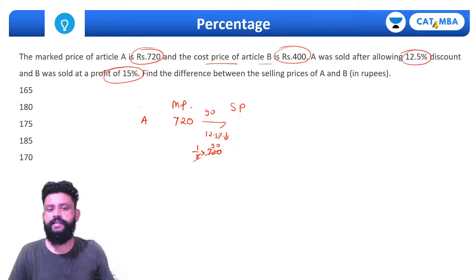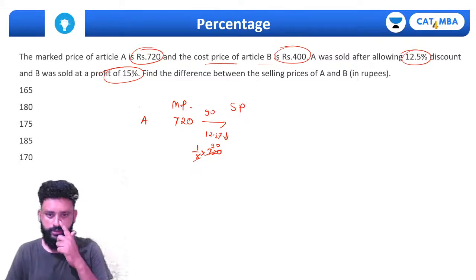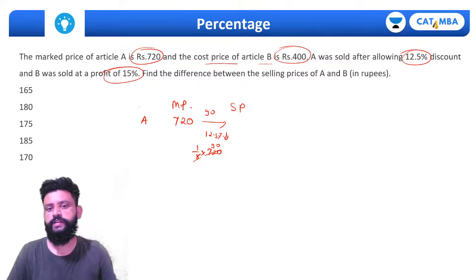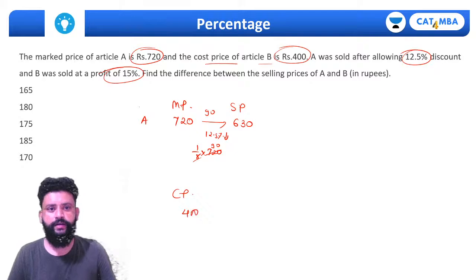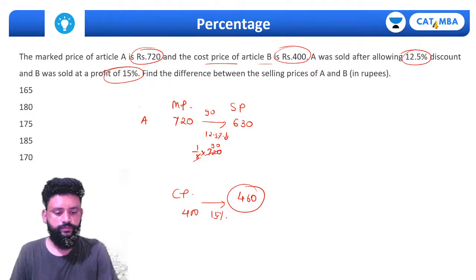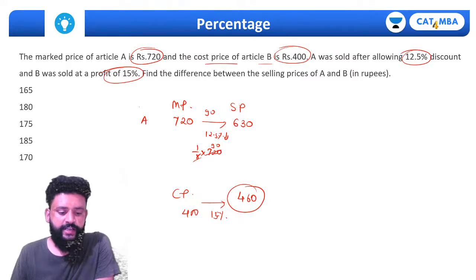Okay, you got the answer as 80. Okay, let me quickly do it. So 720 minus 90 is 630. And for B, the cost price is 400 and at a profit of 15%. Satyaprakash, how is it 80?